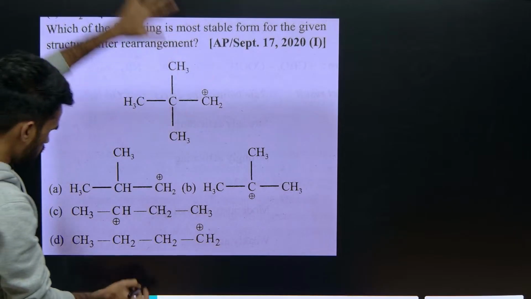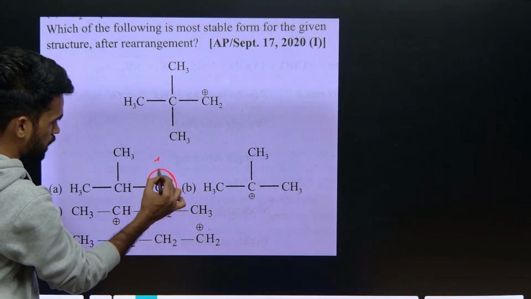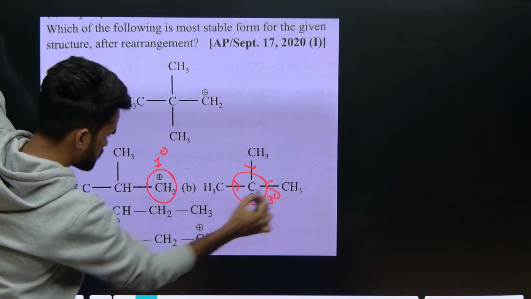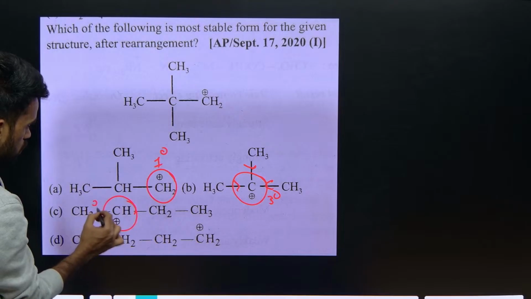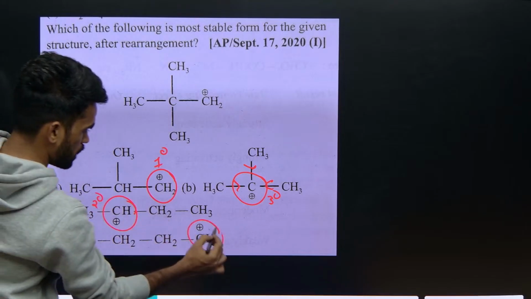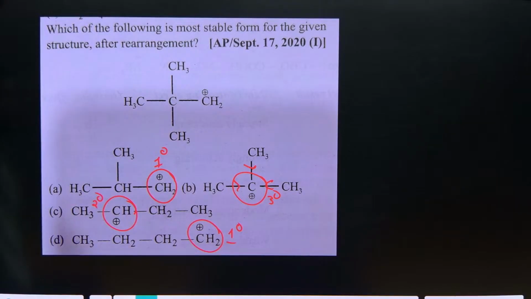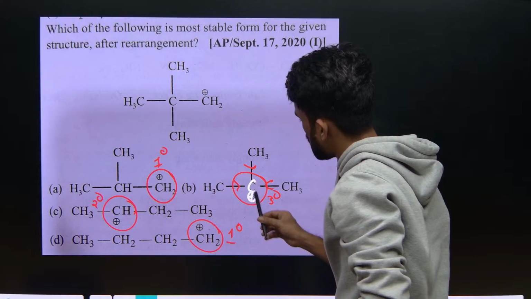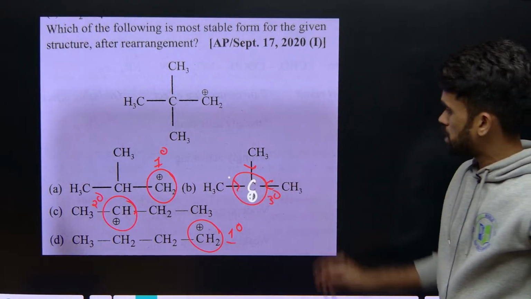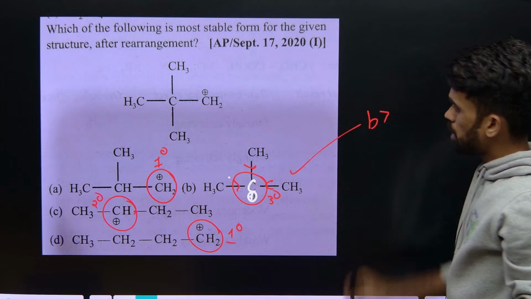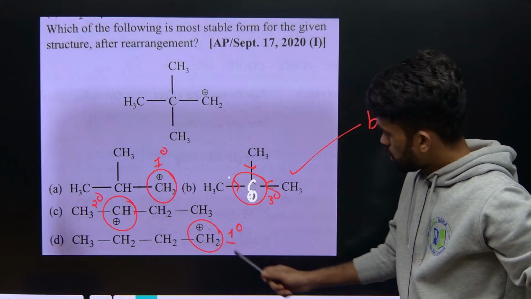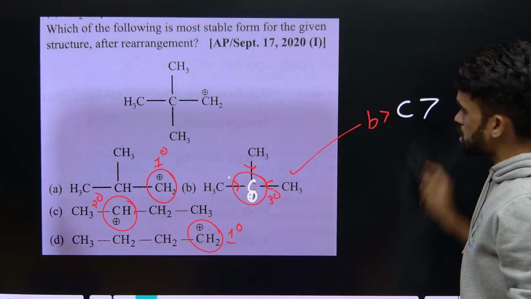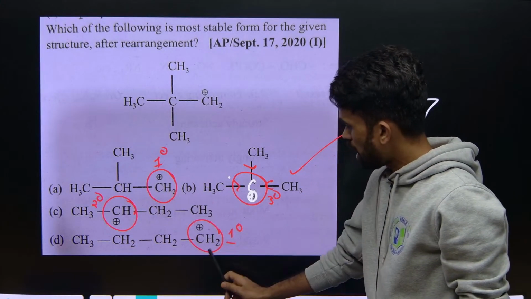See, here option A is primary, option B is tertiary. Three alkyl groups are there like this, and this one is secondary. Two carbons are there on this side, and this is primary. So what we know is, a carbon having positive charge, if it is surrounded with more alkyl groups, will be more stabilized. So I can say B is more stable, and after B, see here you have only one side alkyl group, this side two alkyl groups. So next C is more stable, and here this is primary and this is primary.